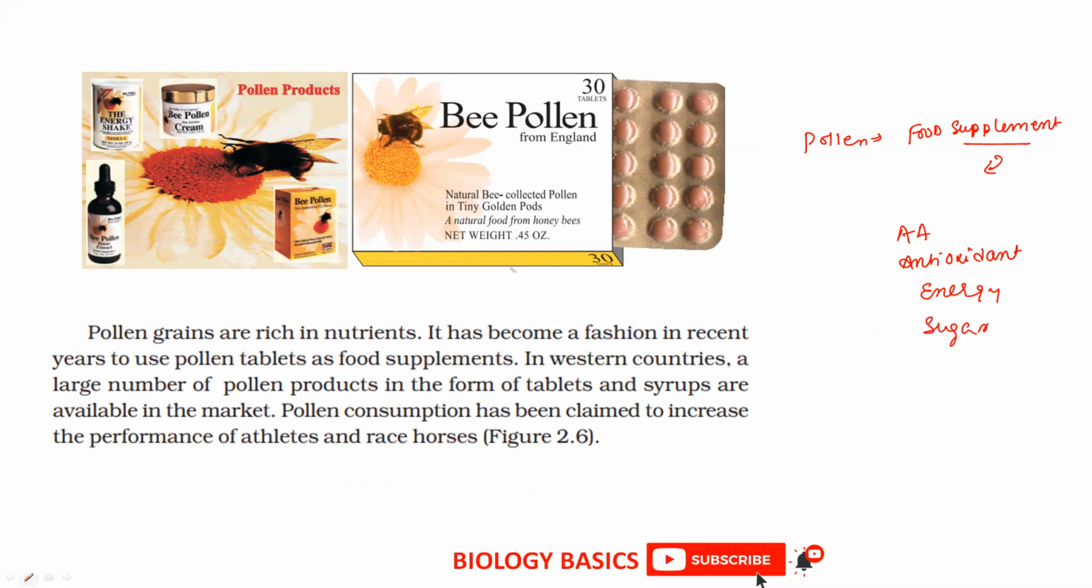So this pollen can be used in terms of what? The syrups. You can use this as what? As this is rich in nutrients, you can simply use it as a food supplement, right? And you can use this in the form of syrup. You can use this in the form of tablets or cream. Anything you want, you can simply use because it's available in the market, and this basically helps in what? The performance of athletes plus race horses.